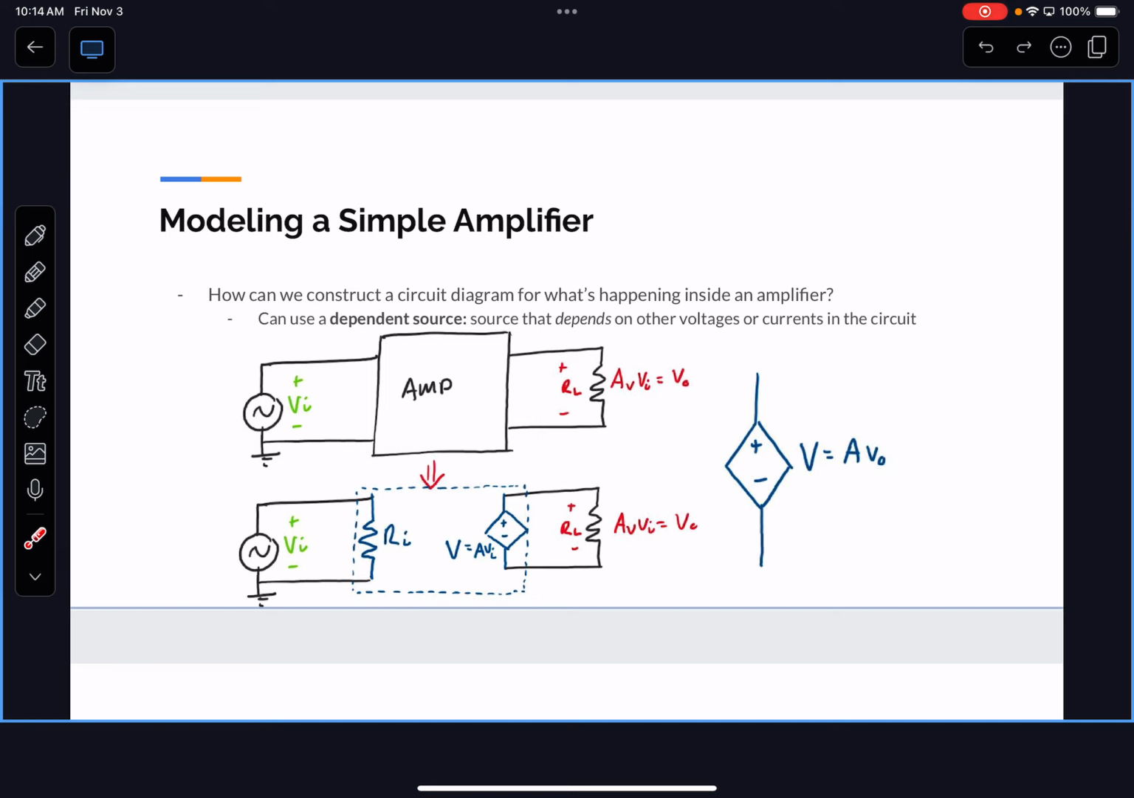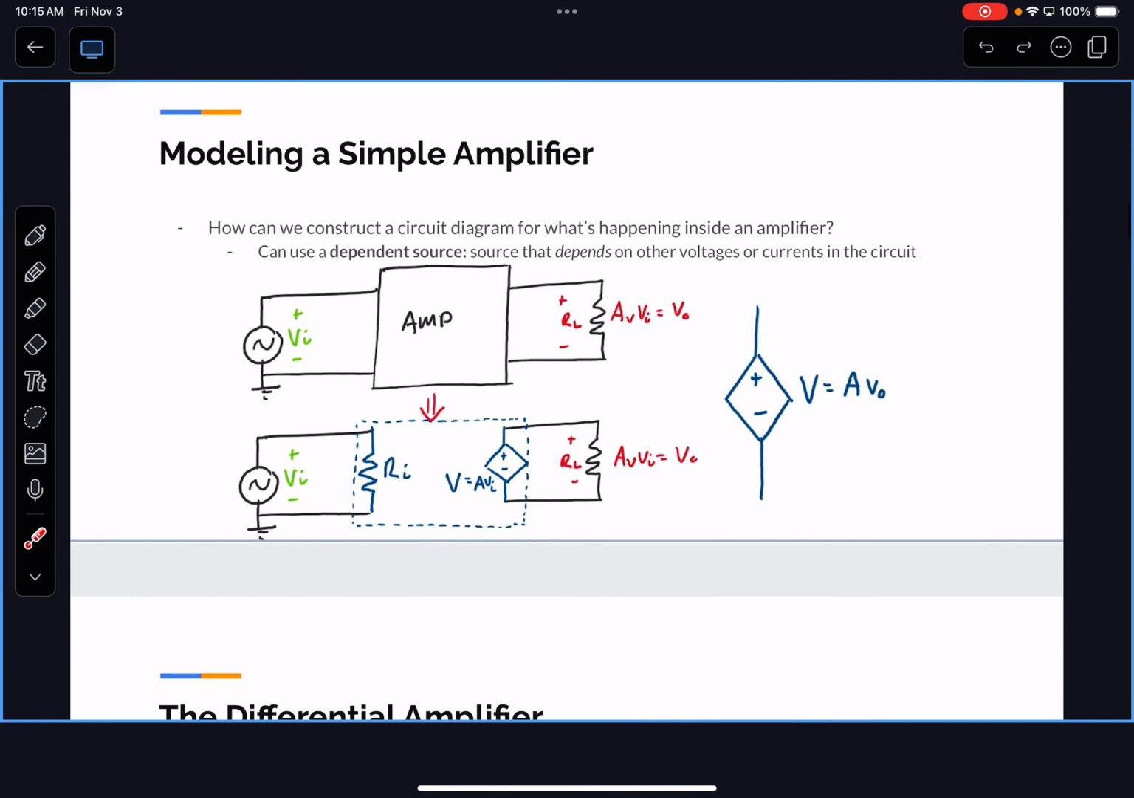If you model a simple amplifier, you have an input, and you have this op amp inside, and on the other side you have another resistance, and your gain multiplied by your input will be your output. You can represent that as a dependent source, meaning that its voltage and current characteristics depend on what's being fed into it. Okay. Any questions so far?